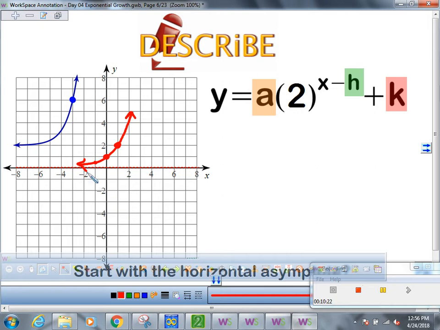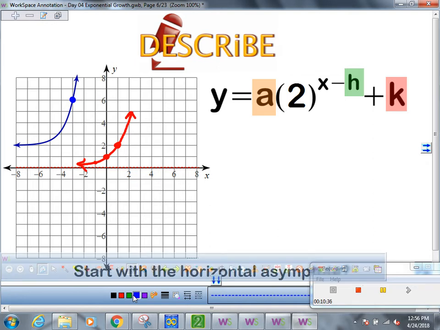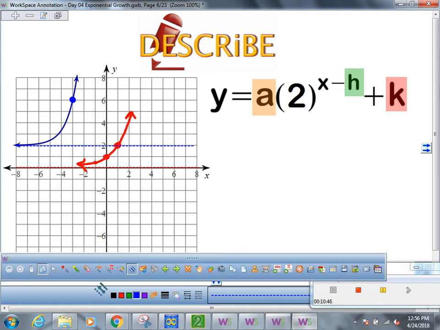So the first thing I ask myself is, how has this function transformed? The easiest thing to look at is how the asymptote has changed. So the asymptote is no longer here. My function's not skimming at y equals 0. My function's now skimming up 2. So up 2 is going to be a plus 2.